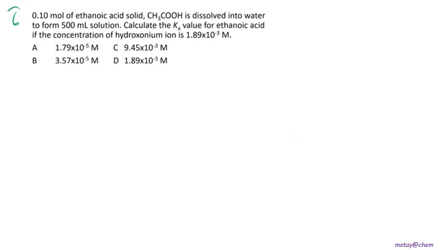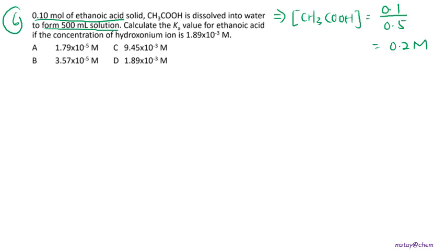Question 6. 0.1 mole of ethanoic acid is dissolved in water to form a 500 ml solution. With this information, we are able to determine the concentration of CH3COOH, moles over volume, which equals 0.2 molar. Then we want to calculate the Ka value, which means we need to write down the equation.